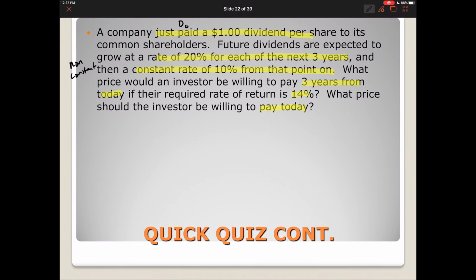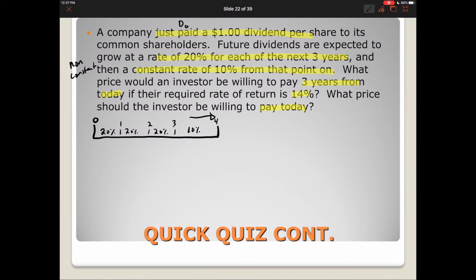So let's just draw a timeline. These are very beneficial in these non-constant growth scenarios. I always draw my timeline 1 period more than the non-constant growth. So we have non-constant growth for the first 3 years where it's growing at 20%, and then it settles down into a constant growth rate of 10% from that point on. So moving forward from year 3 on, we have a constant growth rate of 10%.